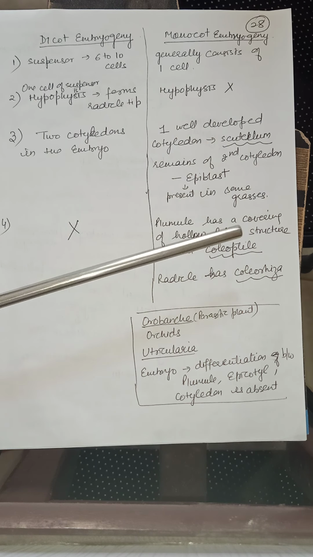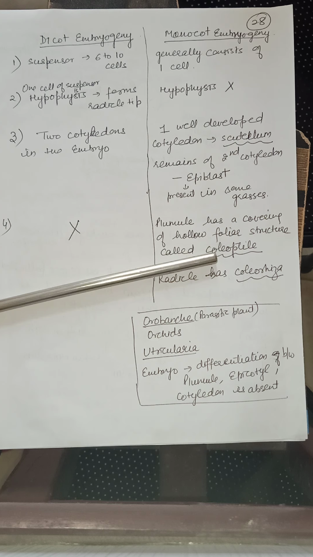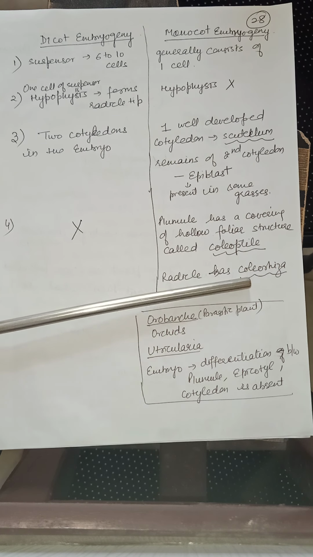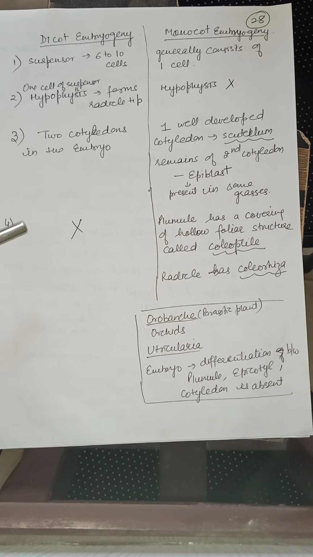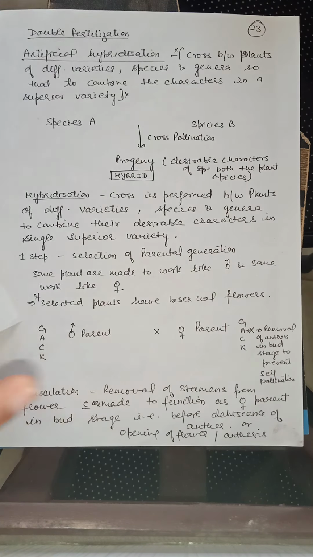The plumule has a covering of hollow foliar structure called coleoptile. In monocots, the leaf-like foliar covering over the plumule is called coleoptile, and a similar type of covering over the radicle is known as coleorhiza. Both coleoptile and coleorhiza are absent in dicot embryos.